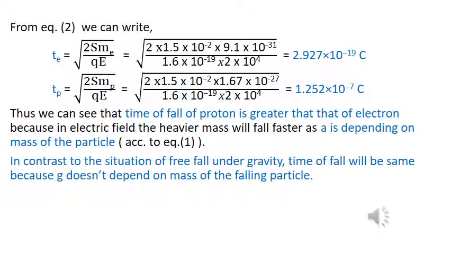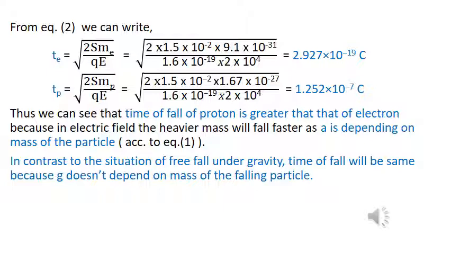So from the previous equation, we can write the time taken to fall of electron Te is equal to under root 2sme upon qe. By putting all the values and calculating, we get the time taken is 2.927 into 10 to the power minus 19 coulomb. And in a similar way, we can find out the time taken of fall of proton, which is 1.252 into 10 to the power minus 7 coulomb.